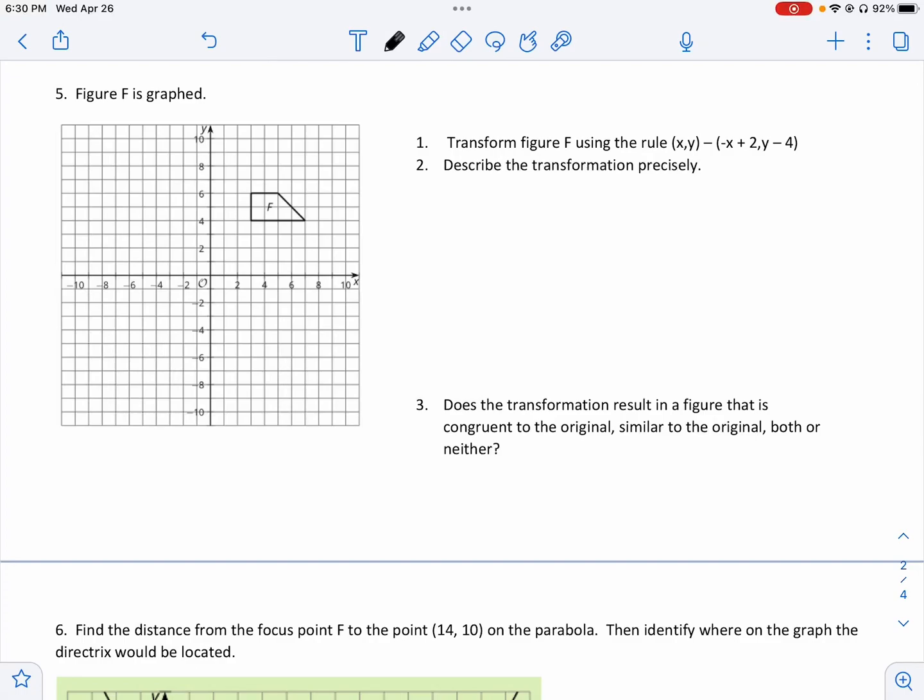of the Unit 6 Geometry Test Review. We're going to start with transforming figure F by the rule negative x plus 2 and then y minus 4.